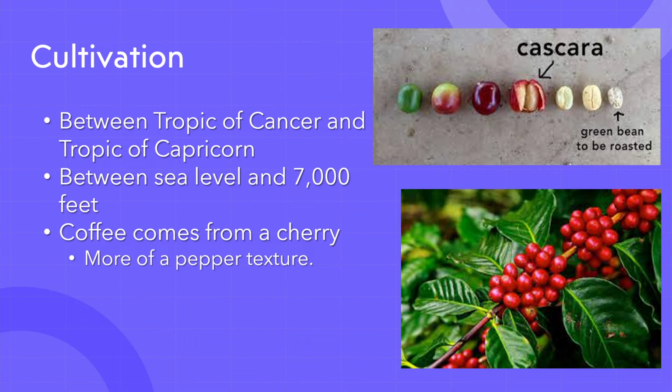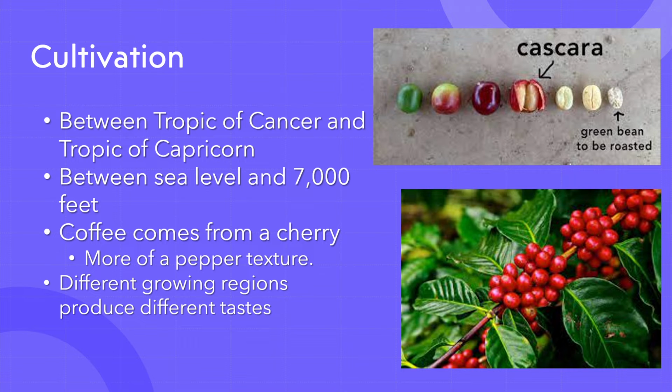Again, inside is the seed, 2 seeds per cherry, unless it's a pea berry. Now, a pea berry only has 1 seed. And some people believe the pea berry coffee is a little bit sweeter because it only has that 1 seed as opposed to the 2. And then again, coffee's grown around the world.